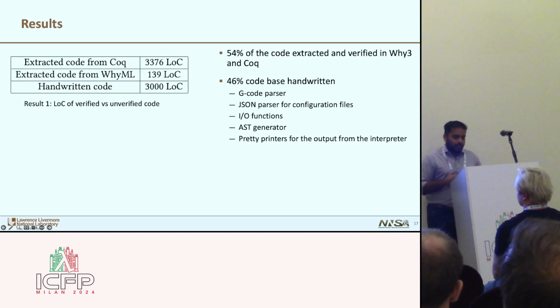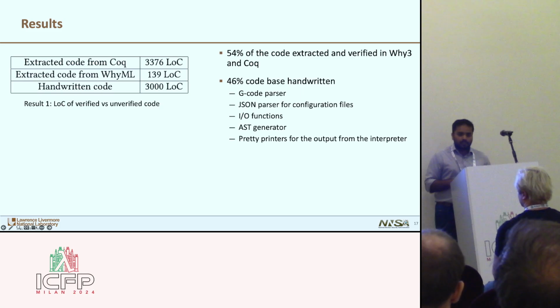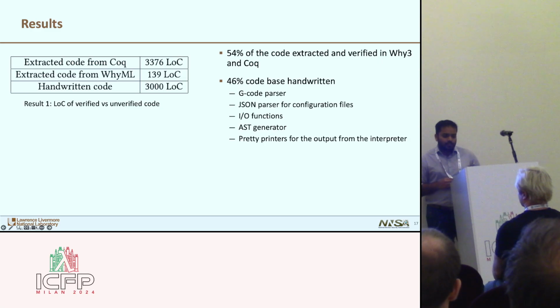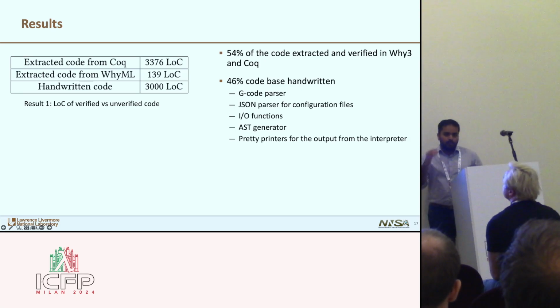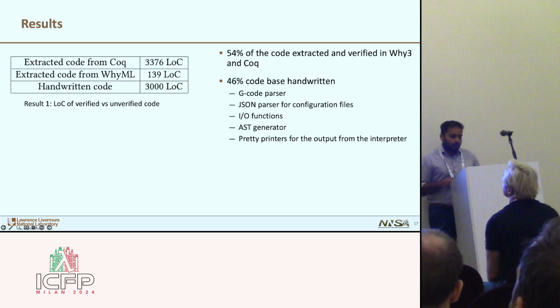The first result that I would like to point out is the number of lines of verified versus unverified code. About 54% of the code base was verified in Why3 and Coq and extracted to OCaml, and the remaining 46% was handwritten and includes the G-code parser, JSON parser for configuration files, output functions, ASCII generators, and pretty printers. We have tried to write them as much as possible without depending on third-party dependencies, because eventually we want to verify them, minimize the trusted computing base, and get more of the verified code base.